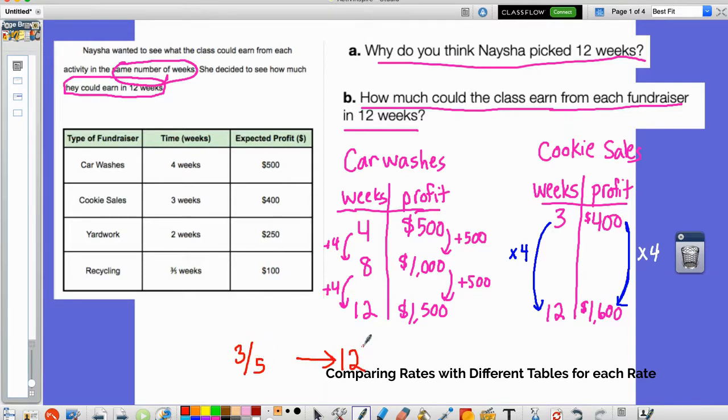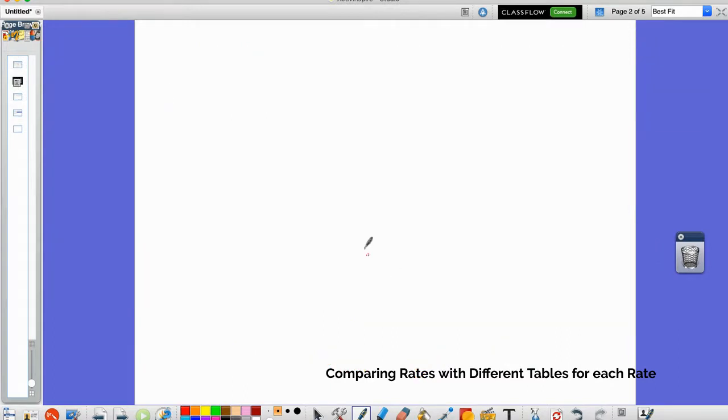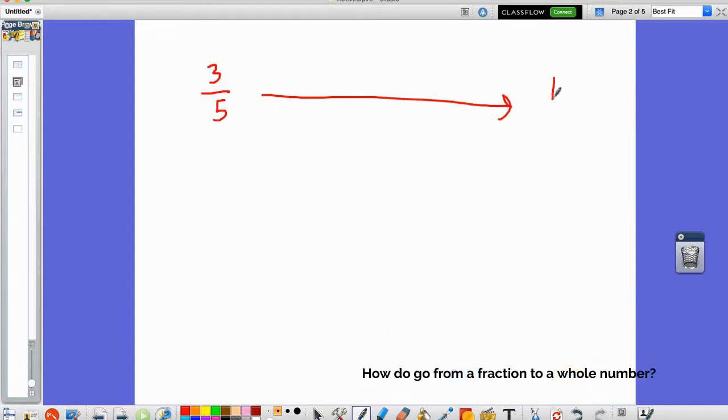Okay, now, so 2 ways to do this. One way to do it is to think about 3/5 times what is equal to 12. Actually, let me go ahead and insert a different page here. That'll make our lives easier. So the question is, how do we go from 3/5 all the way to 12? Let me pause real quick. There's something special about 12.